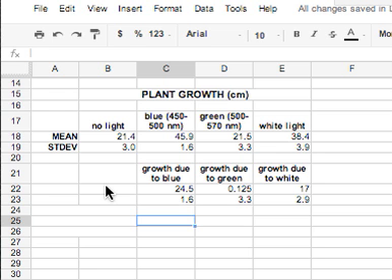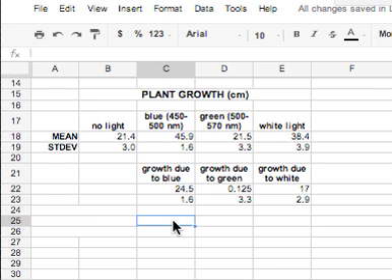Our next lesson is how to compare numbers. Now, this is all the same data that you've seen before, where the amount of plant growth due to the blue light was about 24 centimeters, green, not much, and amount due to white was about 17 centimeters. Now, these are different numbers, but the question is, how different are they? How do they compare to one another?